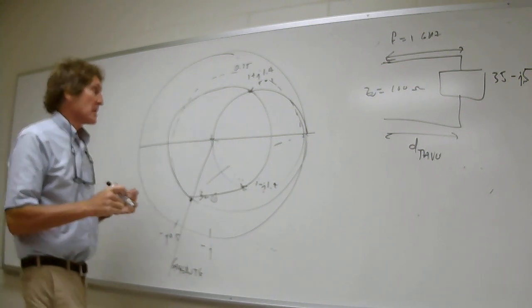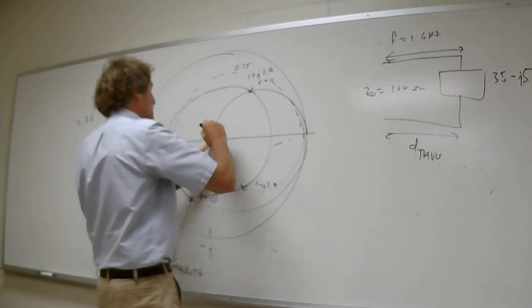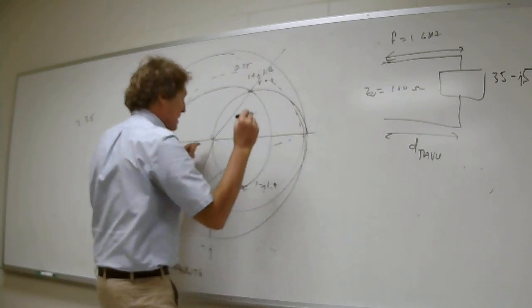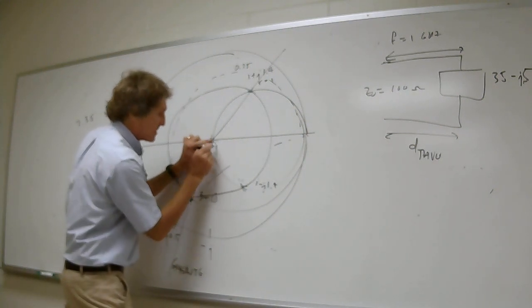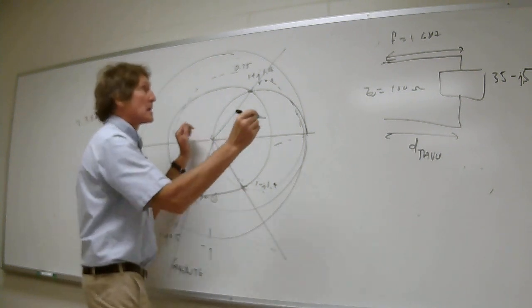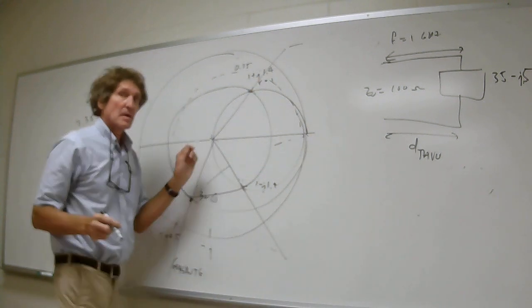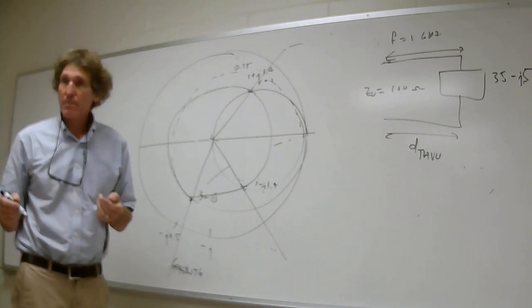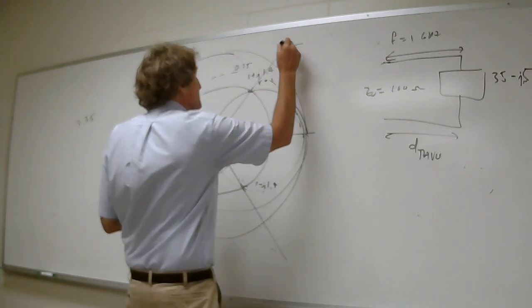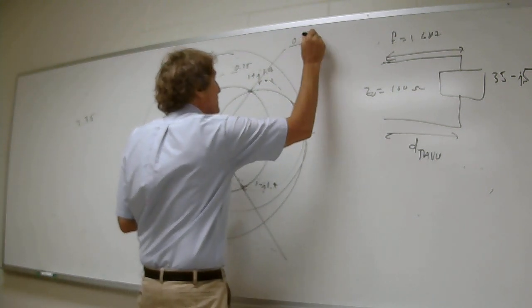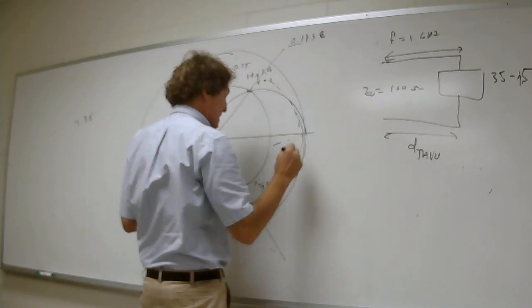Now, next thing you're going to do is shoot a line through both of these points from center, and give me the wavelengths toward generator there. We're going to need them both. That's 0.1738. So 0.1738. The other one's 0.327.